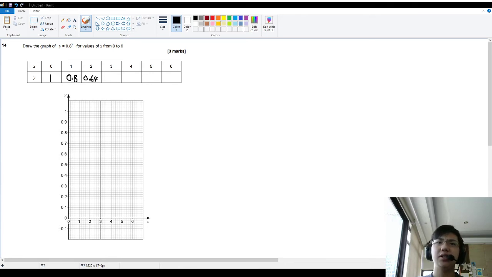0.8 cubed is 0.512. To the power of 4, that will be 0.4096. Next is 0.32768. And the last one, 0.8 to the power of 6, is 0.262144.